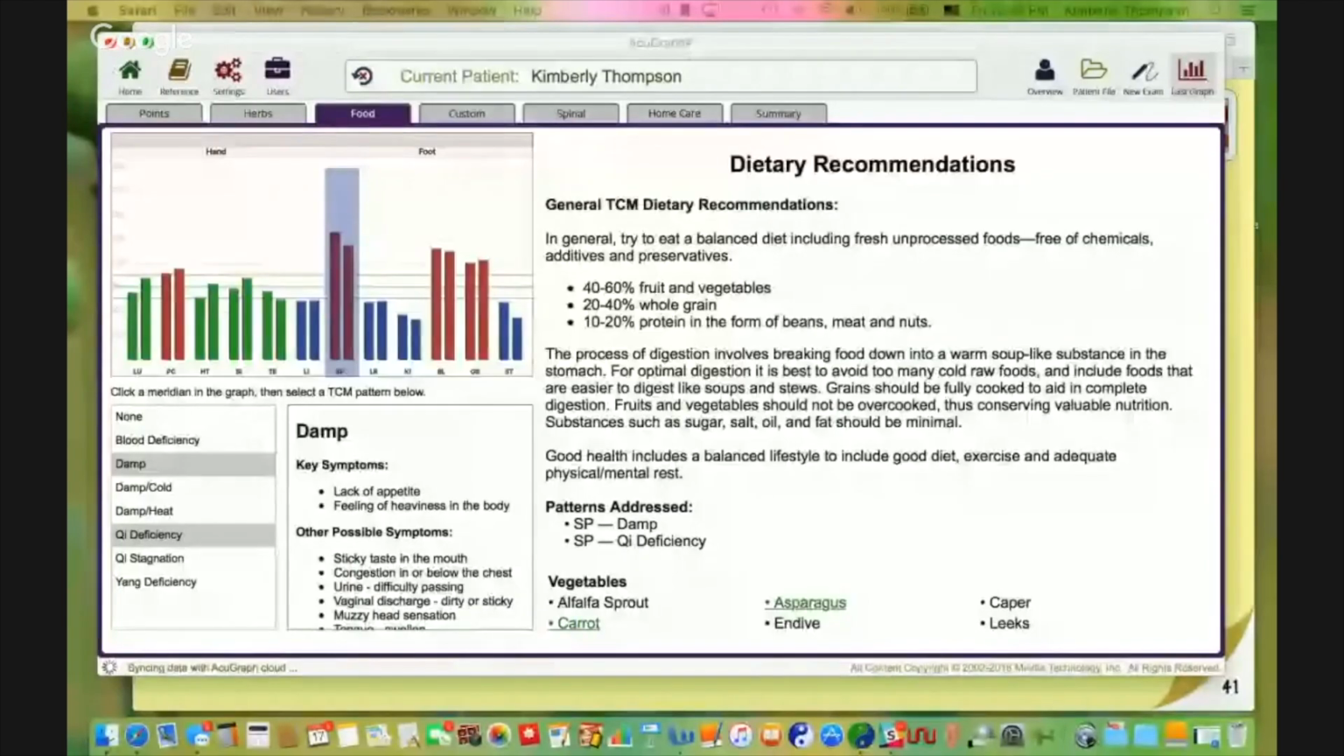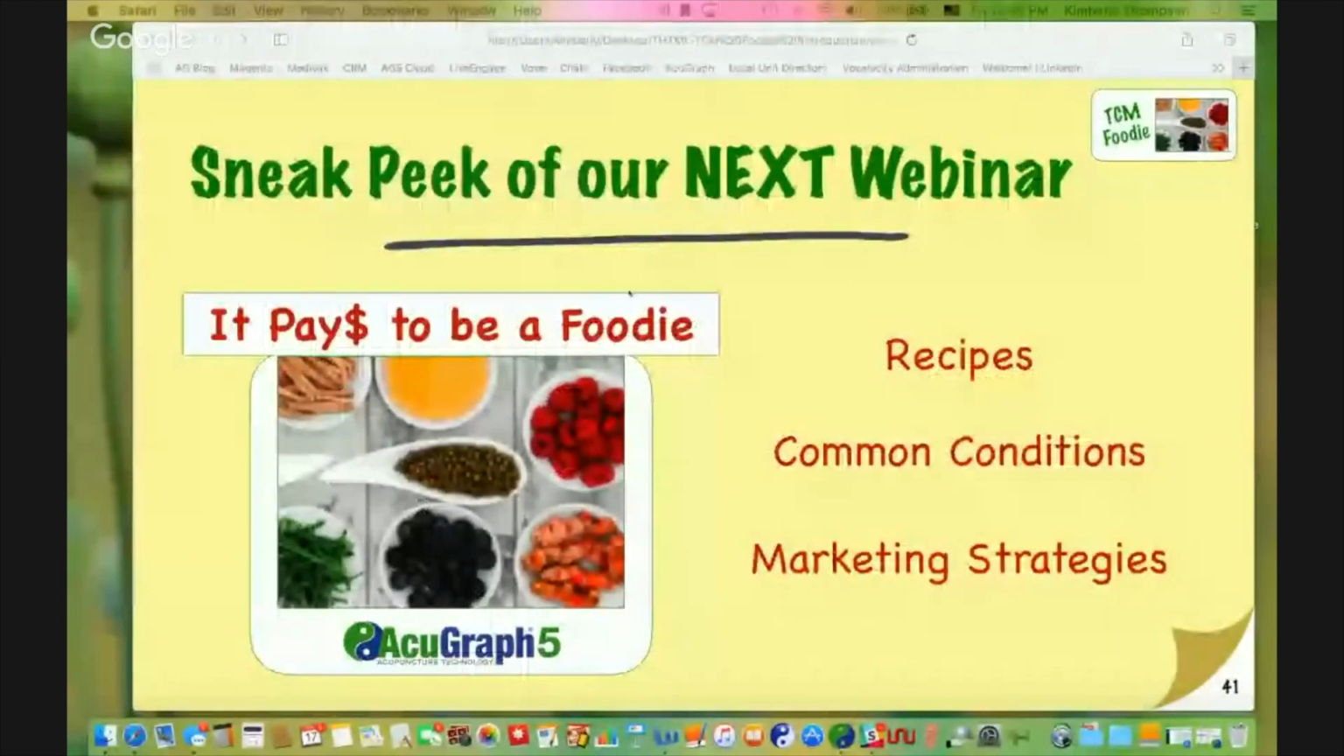All right, I am going to jump in and tell you about our next webinar, because it is already in the works. If you are a TCM foodie and you spend this month just getting to know your AcuGraph, doing basic recommendations, you can have a lot of fun taking AcuGraph 5 to the next level.